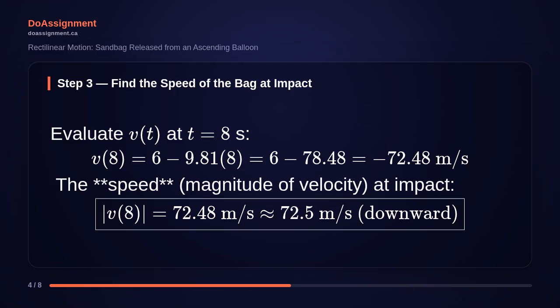Plugging t equals 8 seconds into the velocity equation, 6 minus 9.81 times 8 equals 6 minus 78.48, which equals negative 72.48 meters per second. The negative sign confirms the bag is moving downward. Therefore, the speed at impact is 72.48 meters per second directed downward.